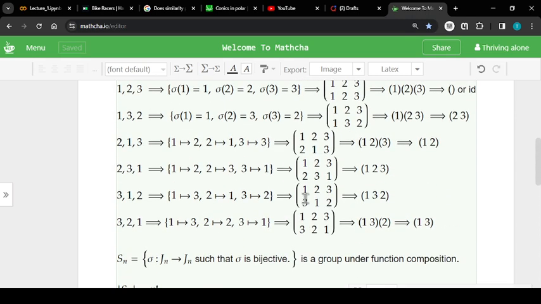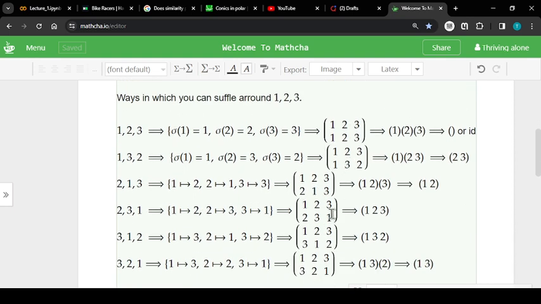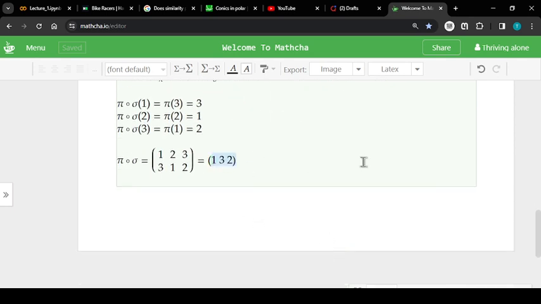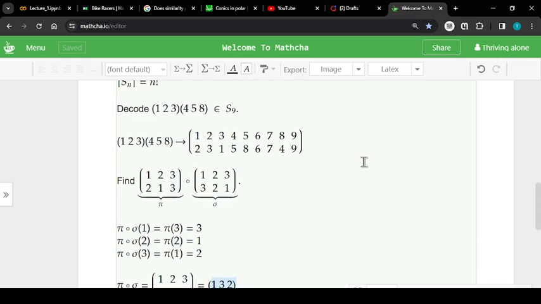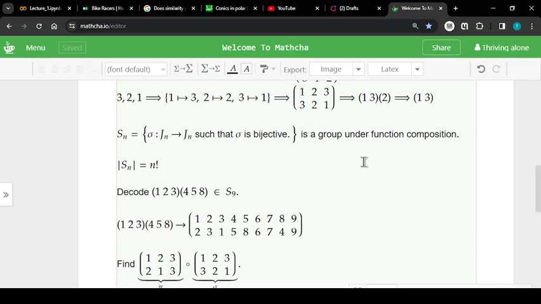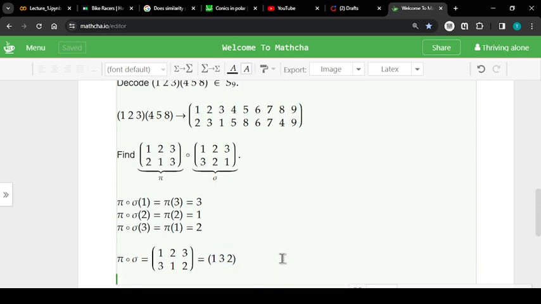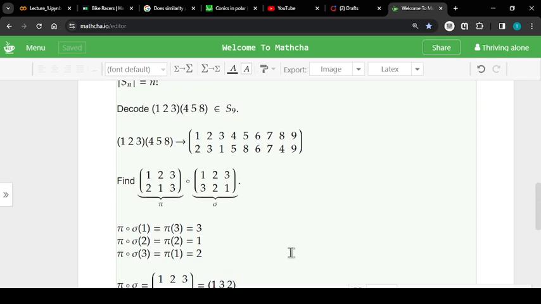So of course, you can see that it's so. If you take composition, you will get a member of this group only, right? So that's what we have seen here. Pi composition sigma, right? I think it's clear. I hope so. Okay, that's how you take composition. Now, how do you visualize composition?